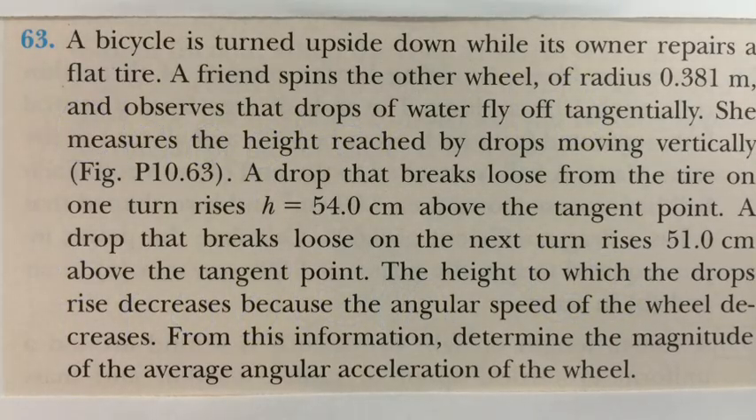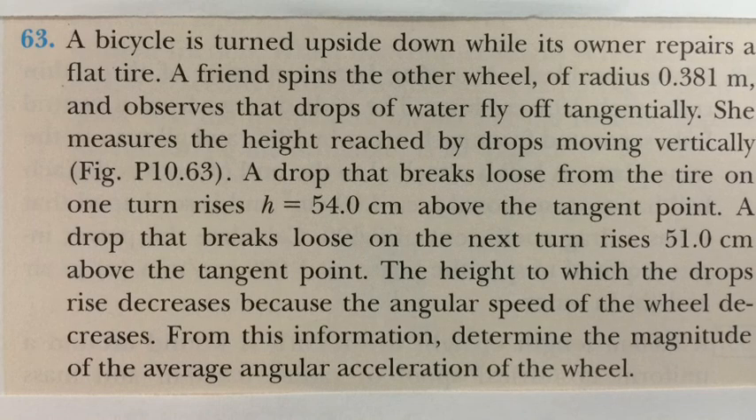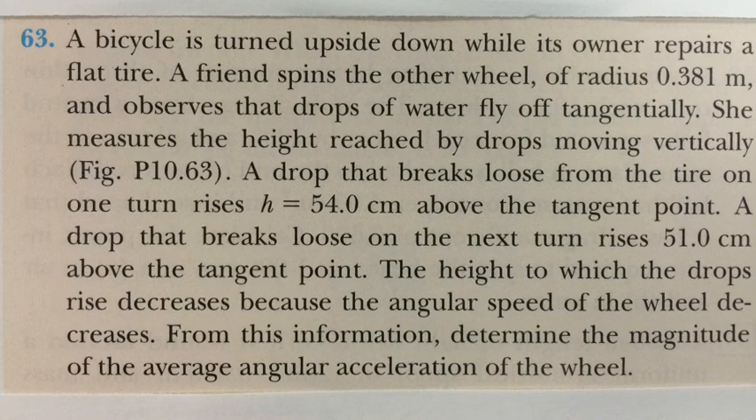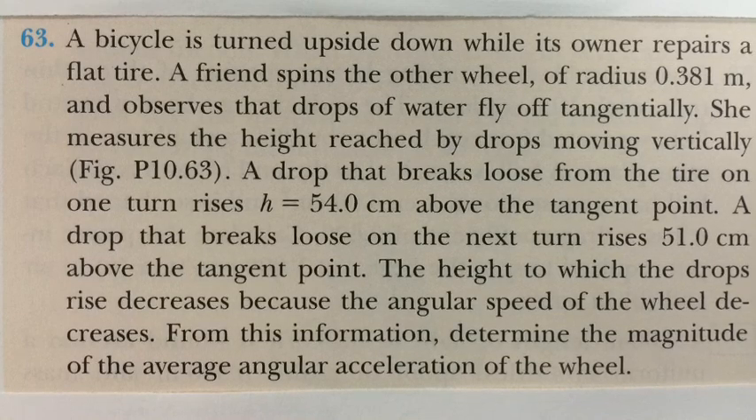Chapter 10, number 63. A bicycle is turned upside down while its owner repairs a flat tire. A friend spins the other wheel of radius .381 meters and observes that drops of water fly off tangentially. She measures the height reached by drops moving vertically in figure 10-63.